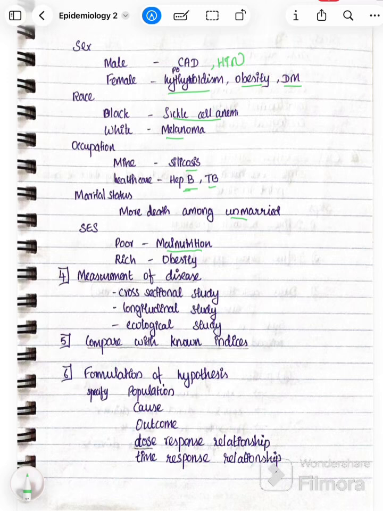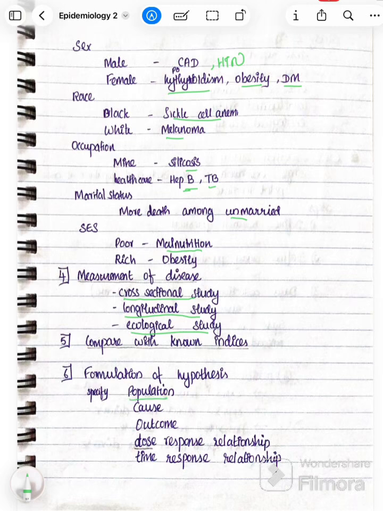Now comes measurement of the disease. In descriptive studies, we have cross-sectional studies, longitudinal studies and ecological studies. Using these studies, we measure the magnitude of the disease and compare it with the known indices, known standard values. Now we get a hypothesis: yes, this disease is more in this population. This could be due to this.